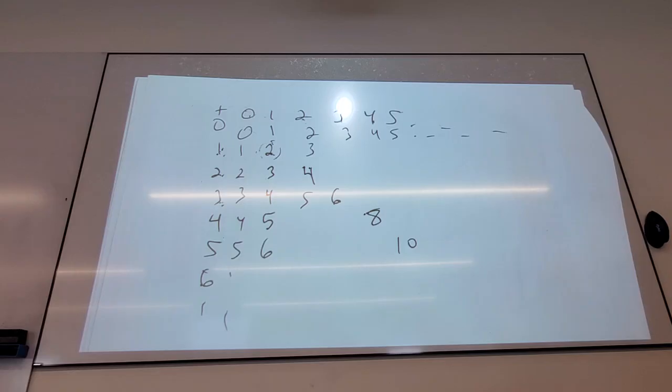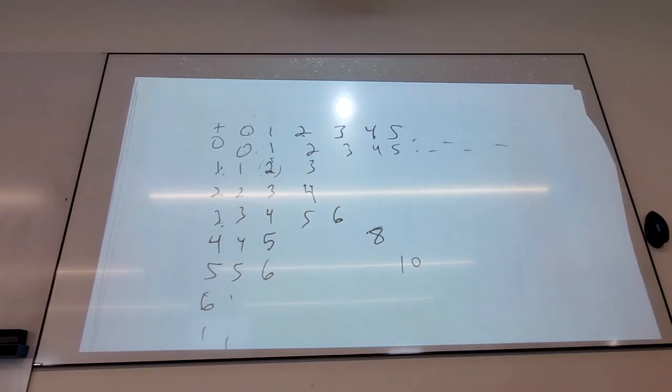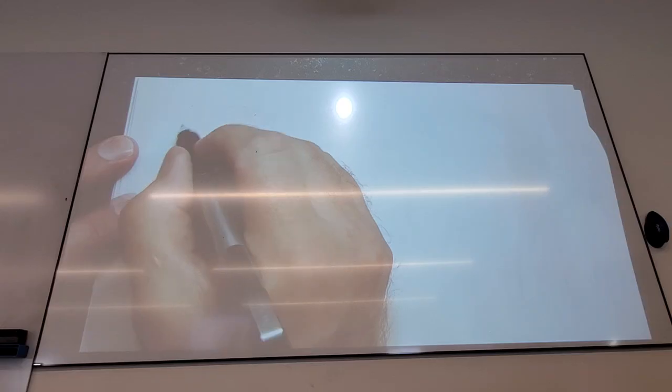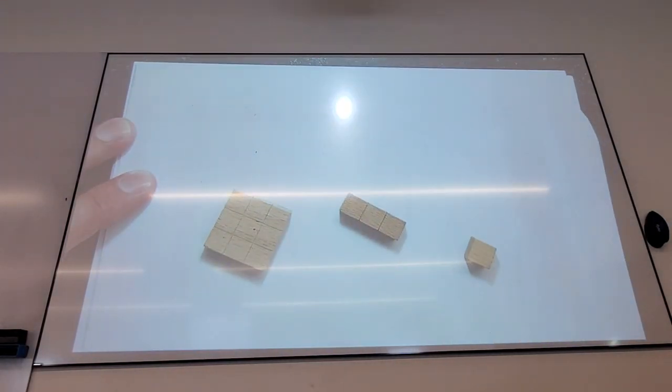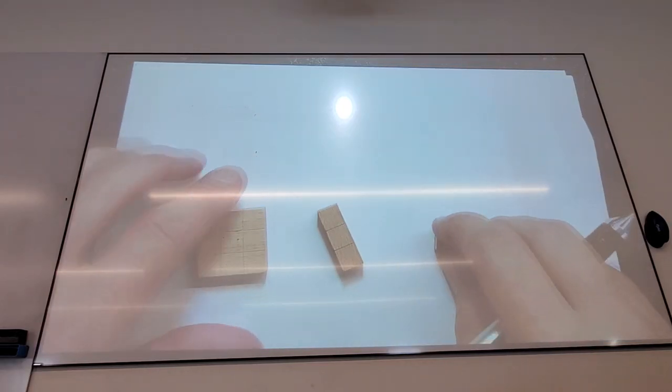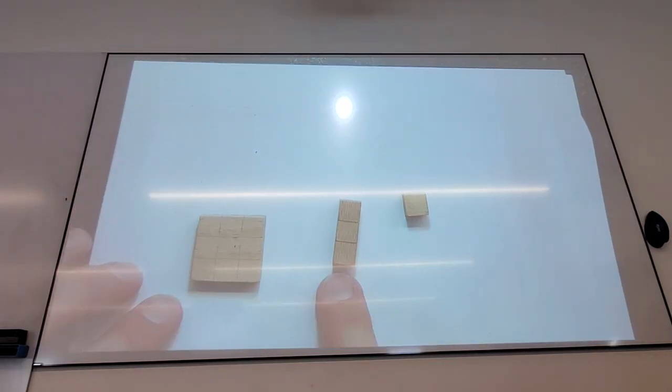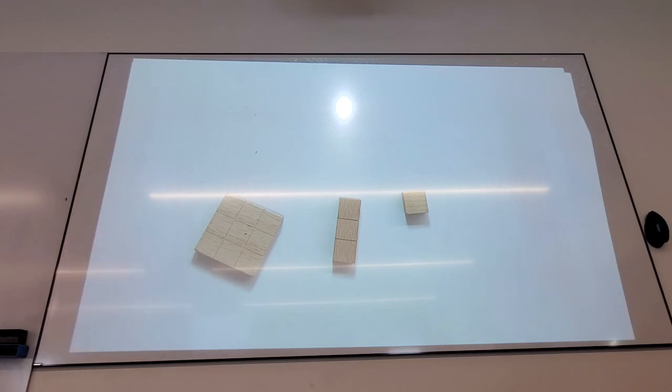Let me ask you this. This is going to be part of what we do today. Do you remember these pieces here? We used them a little bit. We're going to use them much more today. I'm going to show you base 3. You're going to work with base 4 later. Do you guys remember what we call this little dude here? Yeah, he's an absolute unit.